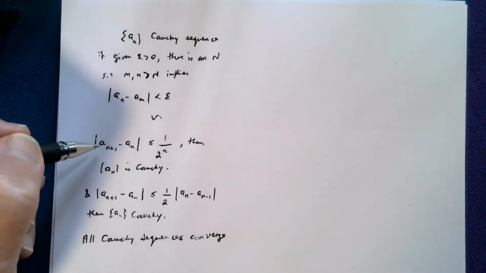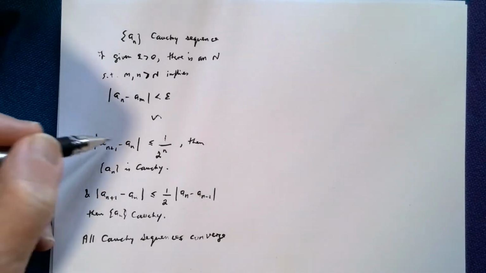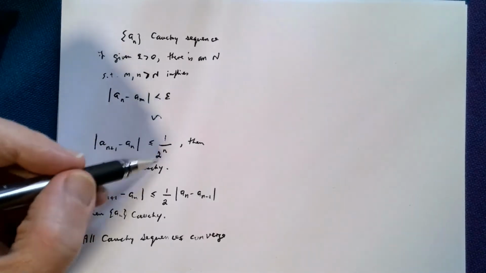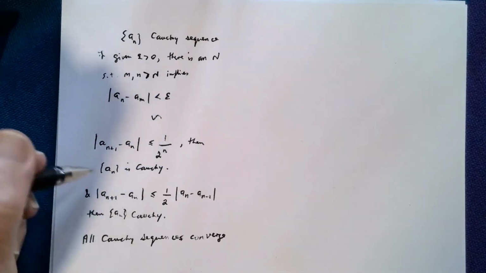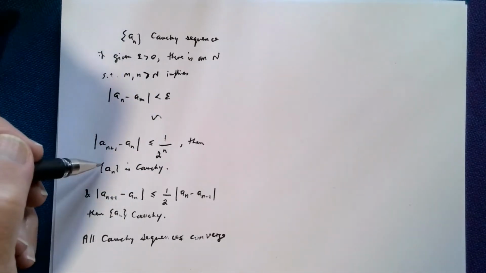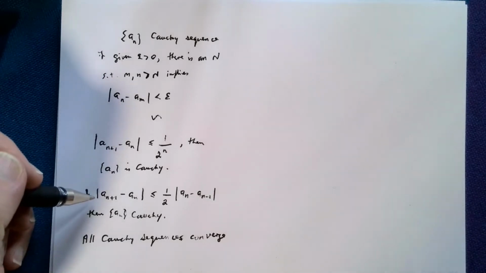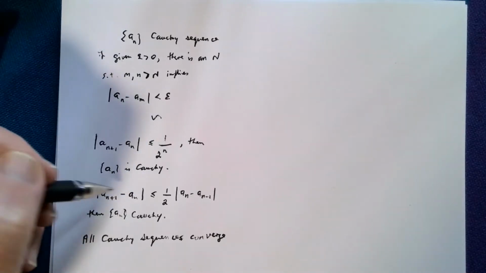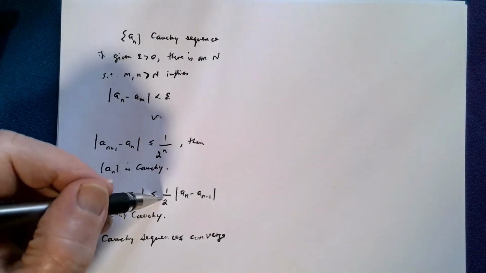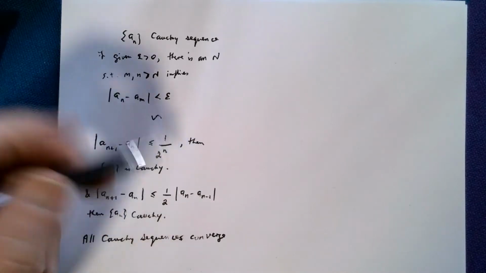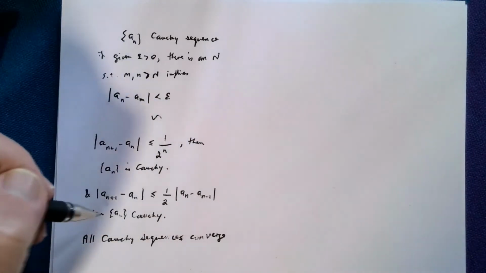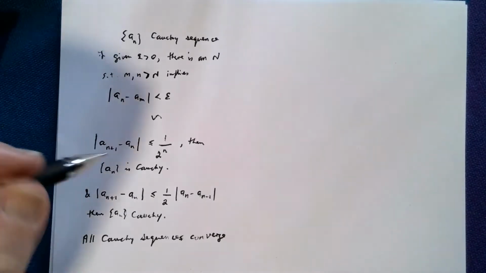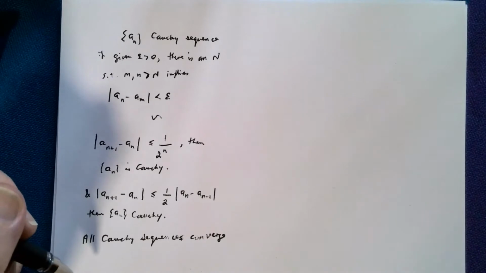We then looked at a particular example of a sequence where the difference between successive terms was less or equal to 1 over 2 to the n, and we saw that that was a Cauchy sequence. And we used that then to examine the sequence with this property: if you've got a sequence where the difference between two terms is less or equal to a half times the difference between the terms just before that, then that sequence also was Cauchy. And of course the key theorem here was that all Cauchy sequences converge.